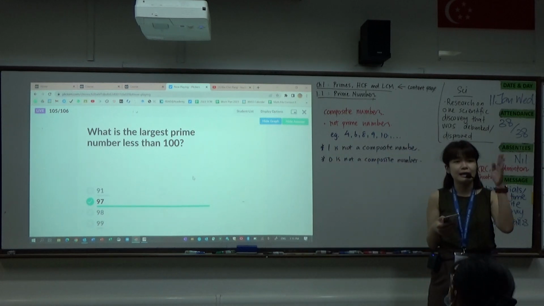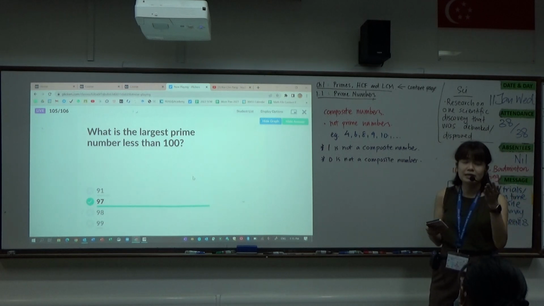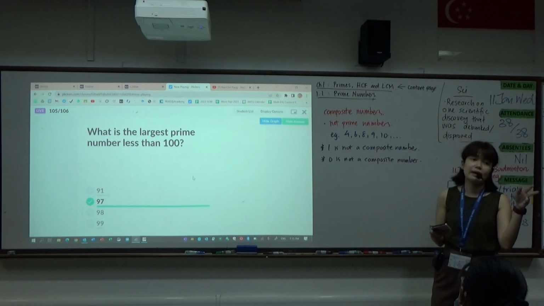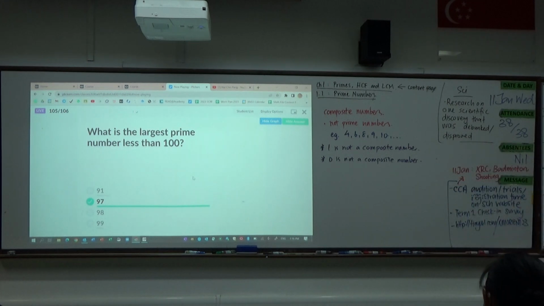So we start counting from behind. Just before 100 is 99, which cannot be the answer, and 98 cannot be since it's even. So it's between 91 and 97. 91 itself, I think, can be divided by 7, and also by 13.